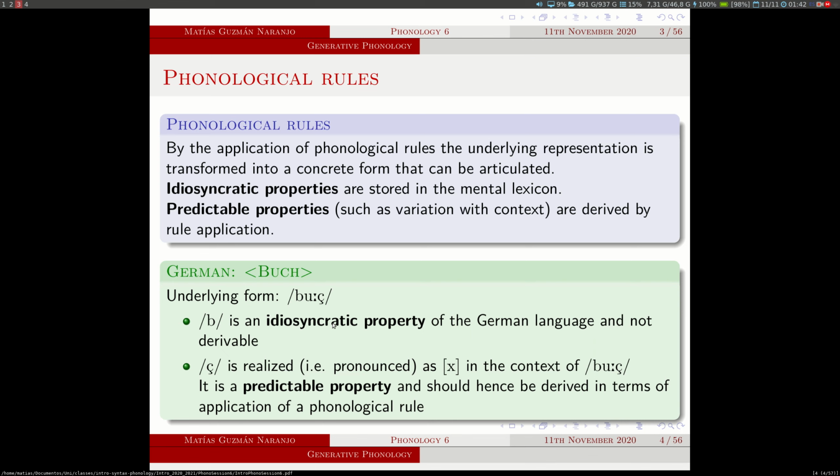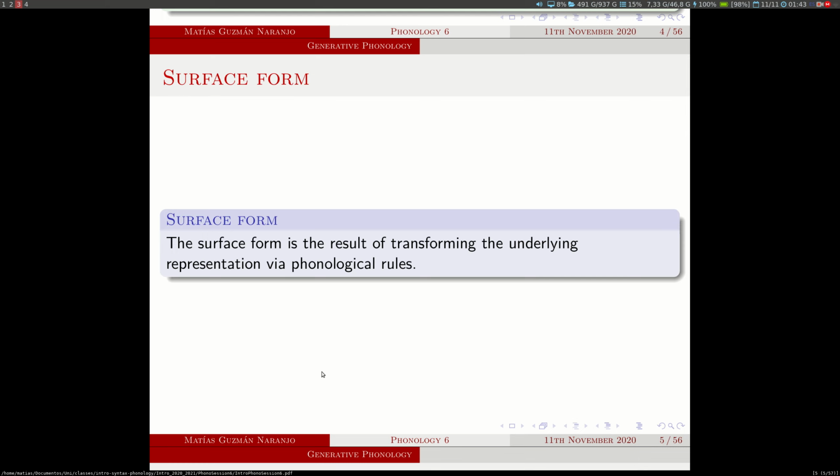So in German, in the word Buch, the B is an idiosyncratic property. There is nothing in the word itself that helps you predict its phoneme. The ch, on the other hand, is not idiosyncratic. It is predictable. The realization of this phoneme in German can be the sh-like or the h-like sound, and it is fully predictable from the context. So, because it's predictable, we reach the surface form through modifications of the underlying representation.